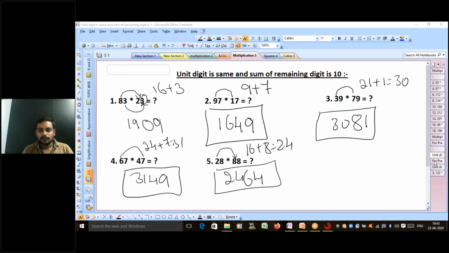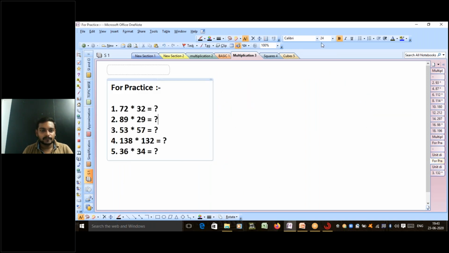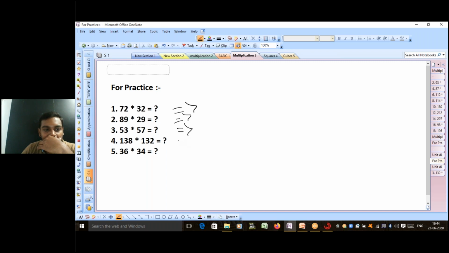Okay. Here you have some questions for practice. Just try to solve it here. What is the multiplication of 72 into 32? 89 into 29, 53 into 57, 138 into 132, 36 into 34. Just let me know in the comment box. Just first solve 5 questions. Later you can comment.